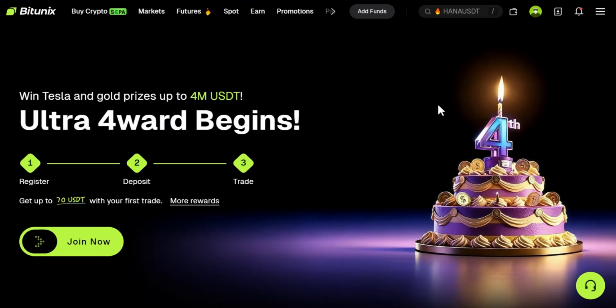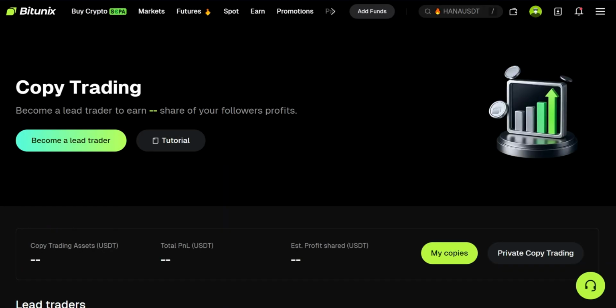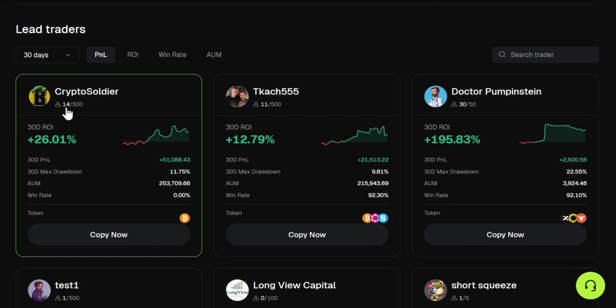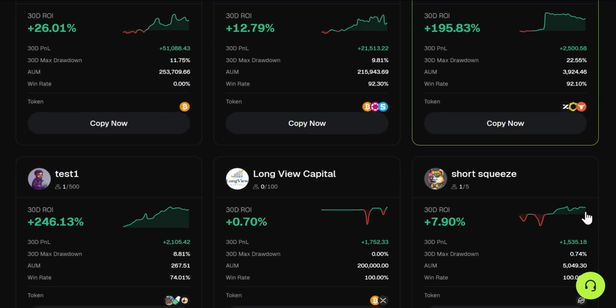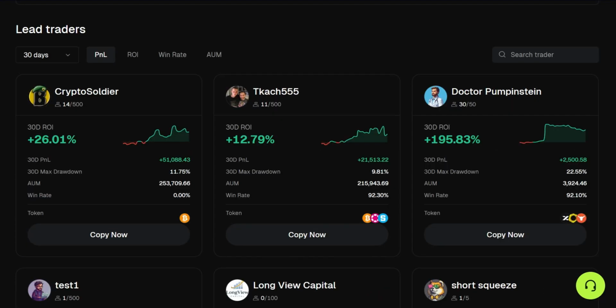Alright, so once you're logged into your Bitunix account, here's what you need to do. Go to the top menu, hover over Futures, then click on Copy Trading. Bitunix will take you to the full copy trading dashboard. This is where you'll see all the top copy traders, their stats, how many followers a trader has, 30-day ROI percentage, P&L in dollar terms, max drawdown, assets under management, win rate, token preferences, and more. Now, this might look a little bit complicated at first, but I'm going to break down everything you need to know step by step. Now look, to avoid random risky traders, we must check each stat carefully.